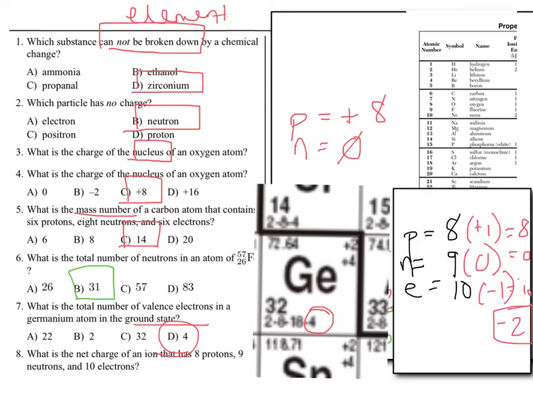Now the final question in this column asks us to find the net or total charge of an ion that has 8 protons, 9 neutrons, and 10 electrons. So what we want to do is write down the information given. Again, we have 8 protons, 9 neutrons, and 10 electrons. We'll multiply each of the numbers given by the charge that we know for each subatomic particle. Protons have a charge of +1. Neutrons have no charge, so we'll say 0. And electrons have a -1 charge. When I multiply these numbers out and add them together, I get that this ion must have a total charge of -2.